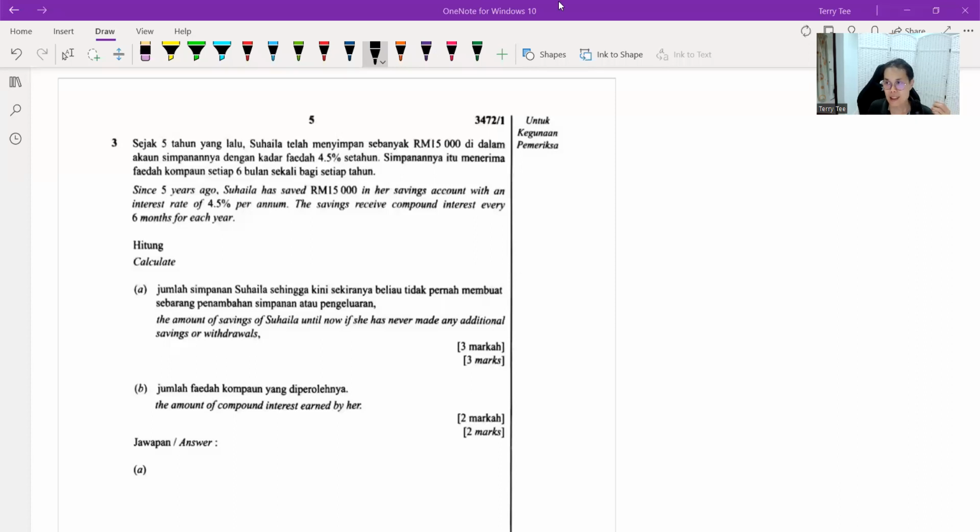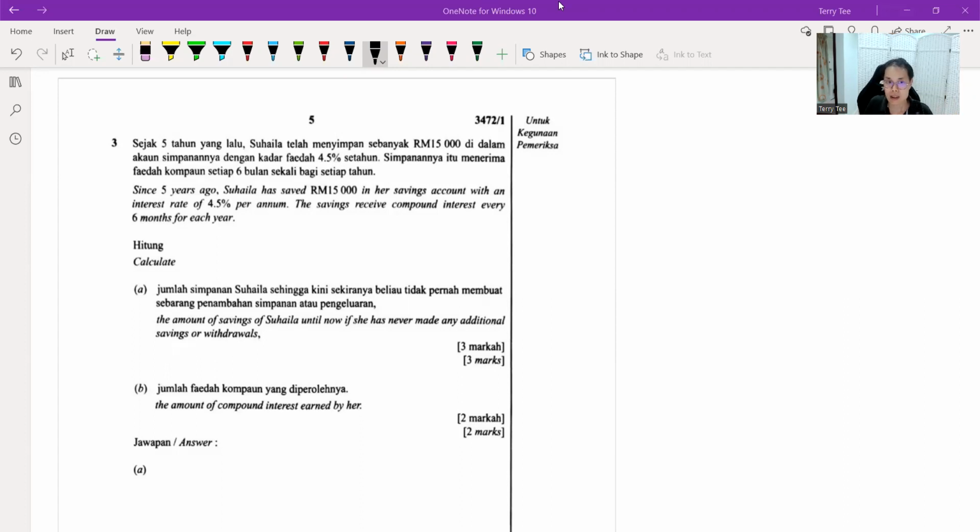The next question is from the chapter progression. In fact, it's a geometric progression. So now I hope you have some background on this because this is from the Form 3 chapter, Consumer Mathematics, right? The compound interest. Here, the first thing they say, since 5 years ago, Suhaila saved 15,000 in her saving account with an interest rate of 4.5% per annum. The saving received compound interest every 6 months of the year.